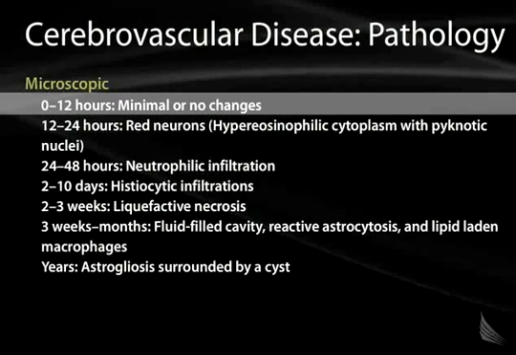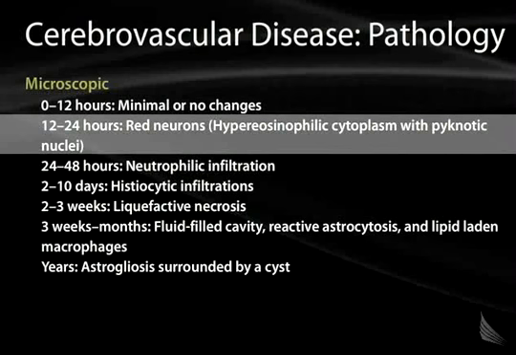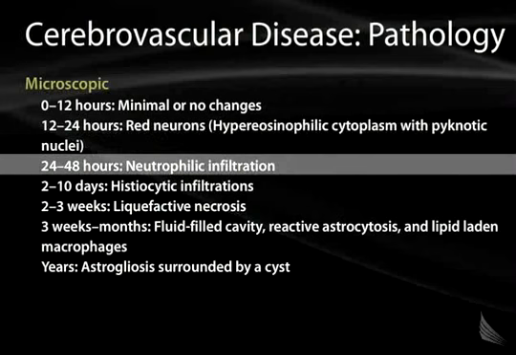However, something to keep in mind for the USMLE exam, at 12 to 24 hours, you will see red neurons. Red means dead. Red neurons seen at 12 to 24 hours are hypereosinophilic neurons with pyknotic or shriveled up nuclei that represent dying cells. At 24 to 48 hours, there are neutrophils that are coming in to clean out the dead cells.